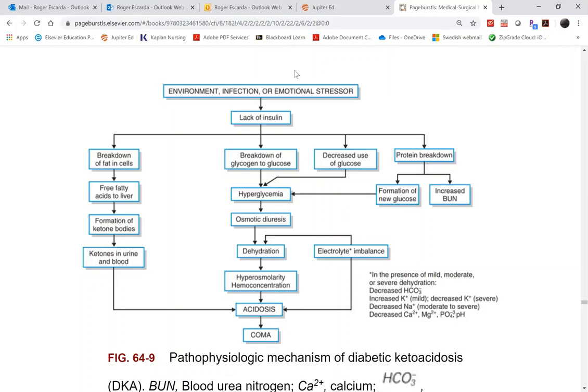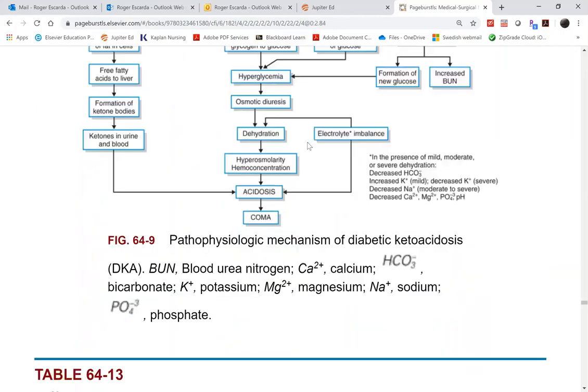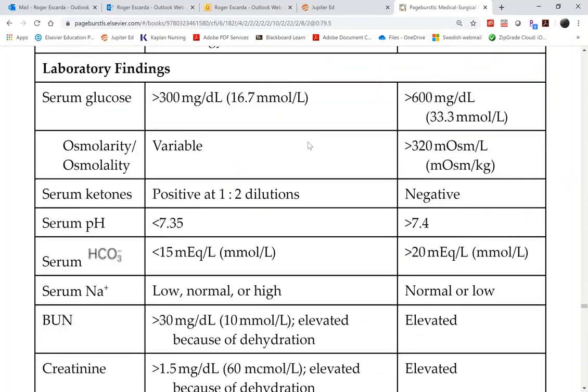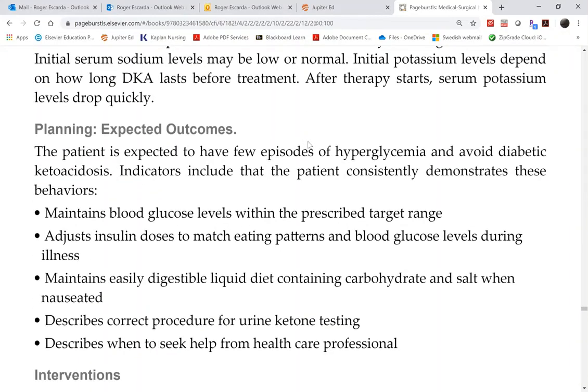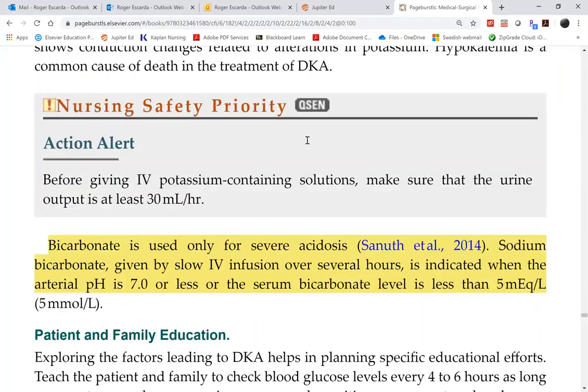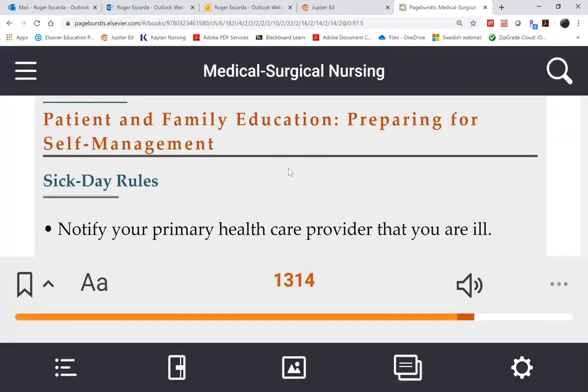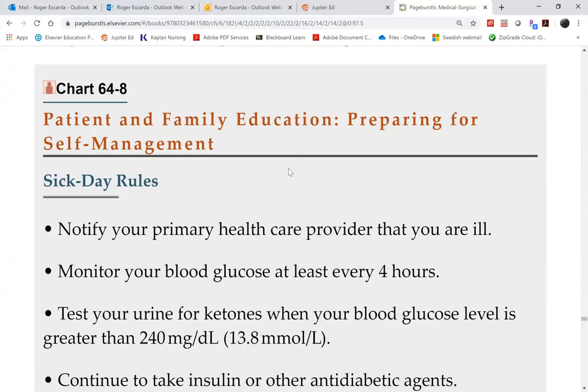Now, let's go to the prevention first before we discuss the differences as well as what happened, the pathophysiology. Let's look at the prevention first. So it's covered under chart 64-8. This is page 1314. Since this condition, we'll just call them sick day rules, where we don't have to be literally sick. Okay, you can also change this to if you are under stress.